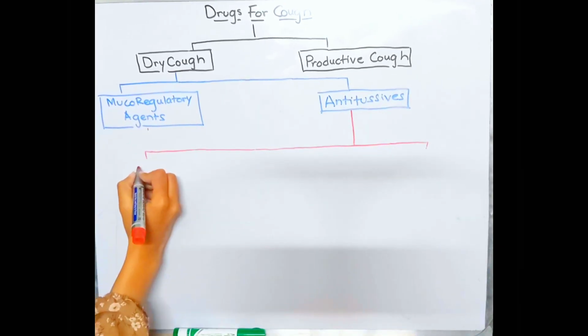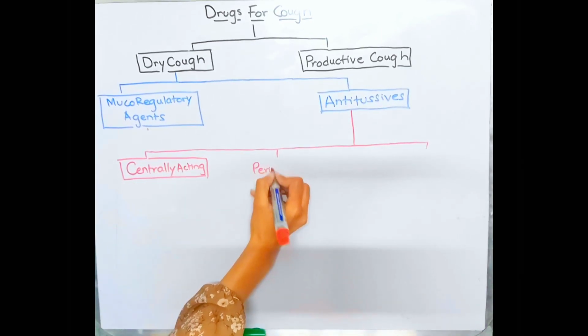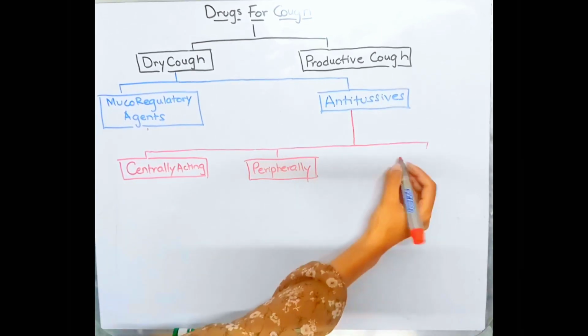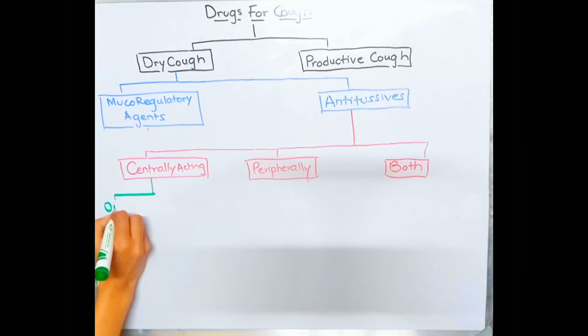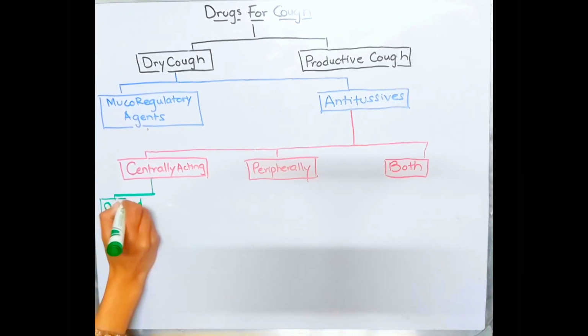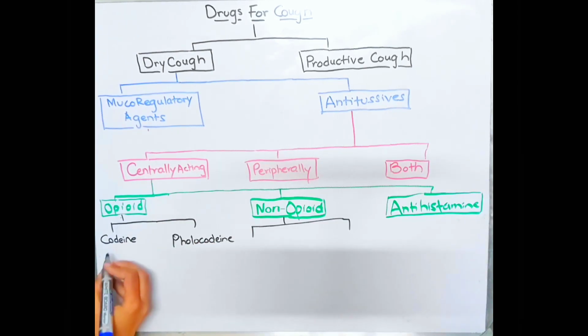Now let's discuss the antitussives. In this we have drugs belonging to three different categories. Some act centrally, some peripherally, and some can act both centrally and peripherally. In centrally acting we have opioids, non-opioids and antihistamines. In opioids we have codeine and fluocodeine.